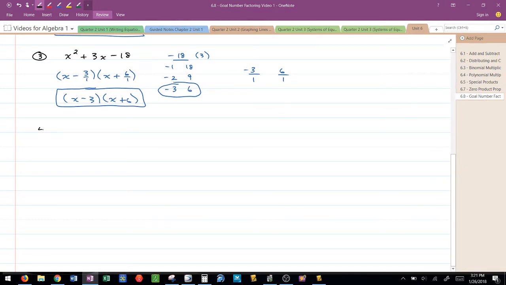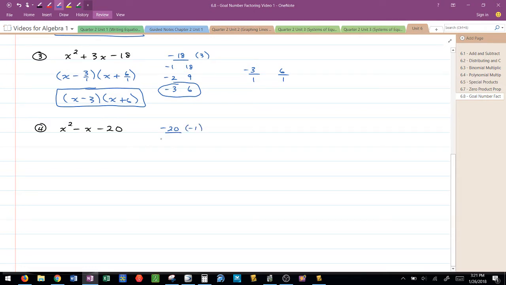Last one. We haven't looked at this scenario. What if I have two minuses, or a double negative? I have x squared minus x minus 20. All right? I know that the goal number is 1 times negative 20, or negative 20. I know the middle term is negative 1.